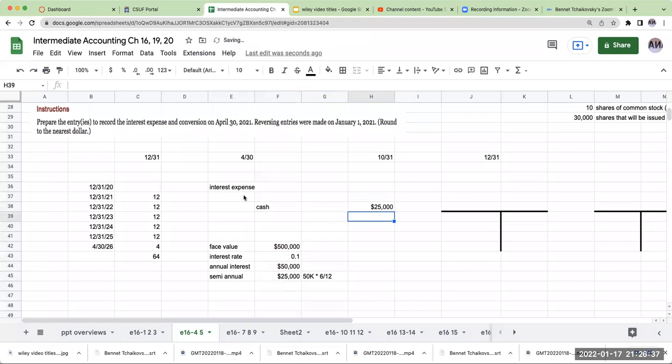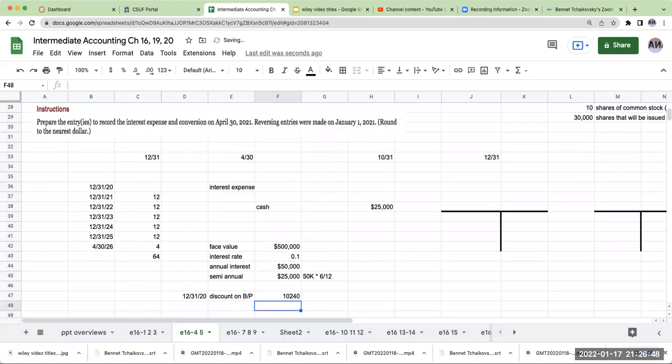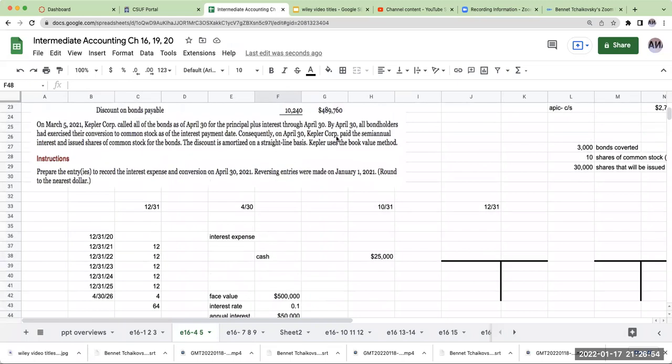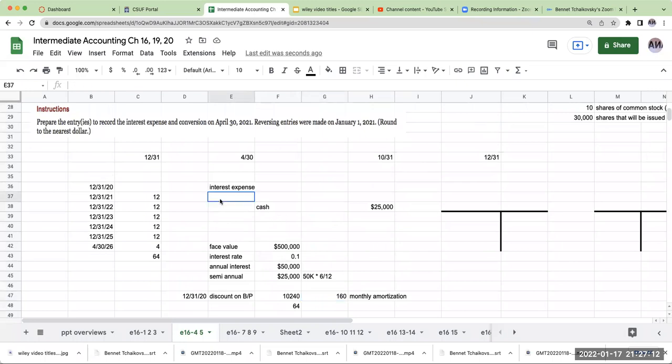Now, for the discount on bonds payable on 12/31/20, the discount on bonds payable is 10,240. As of that date, I have another 64 months because I'm amortizing the premium or the discount on a straight line basis. So my monthly amortization is going to be 160. The way I'm going to do this particular one is I'm going to say, okay, discount on bonds payable.